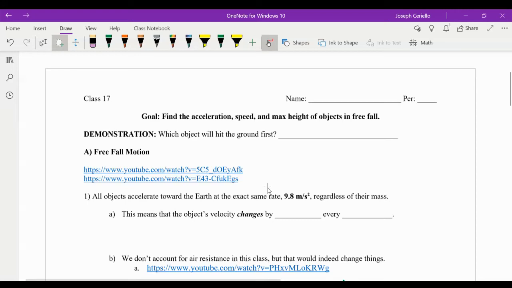Hey everyone, so our goal for today is to find the acceleration, speed, and max height of objects in free fall. So when we talk about free fall, we don't necessarily mean an object just falling, we mean also going up, anything that's only under the influence of gravity. So we saw in some demonstrations and videos that all objects will hit the ground at the exact same time, regardless of mass.